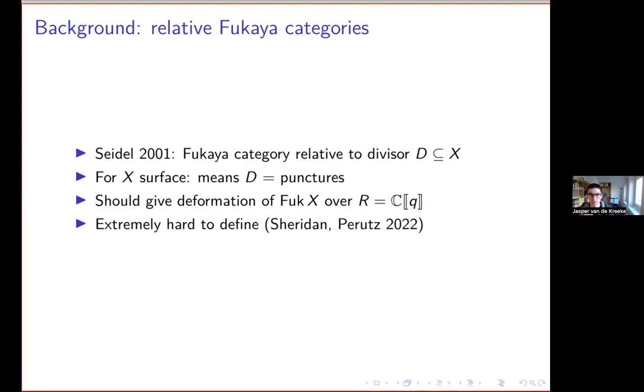So Seidel in 2001 wrote down how this should happen, but only 20 years later was this construction apparently finished. I found this recently. Sheridan and Perutz did this, extremely hard again. And basically in the talk today, you will see a version of this construction in the case of punctured surfaces.